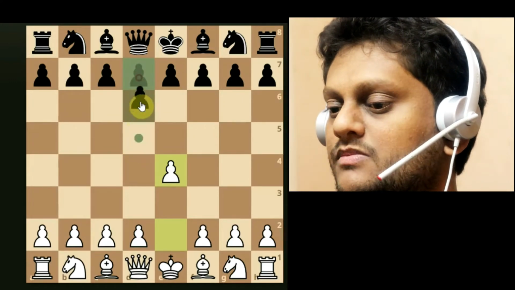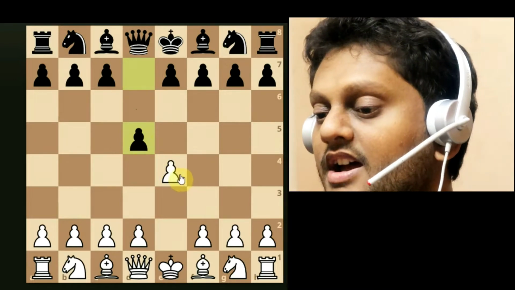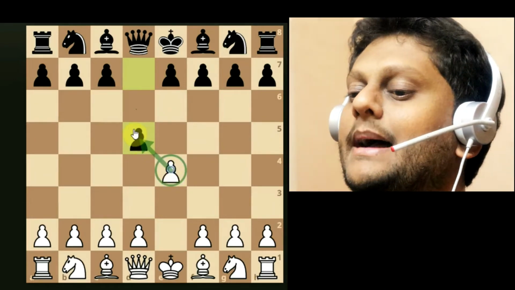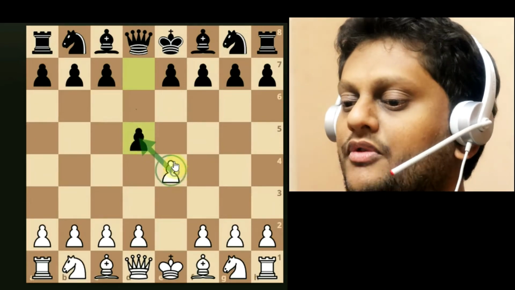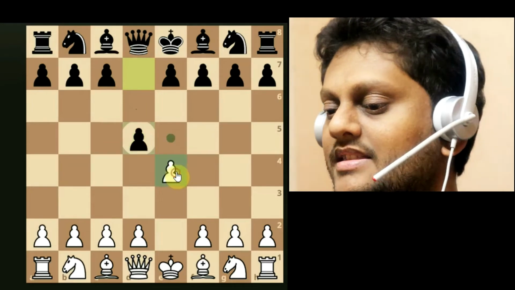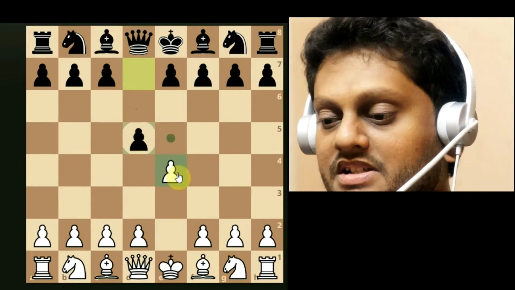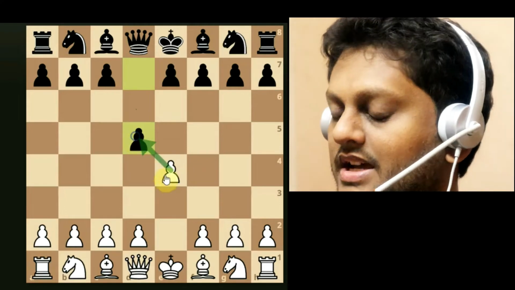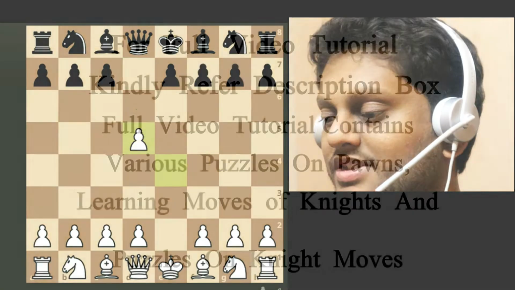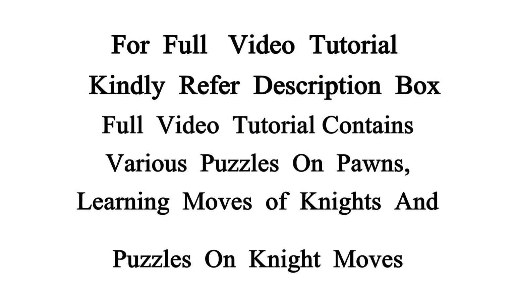So if he has moved D7 to D5, then you can either capture this pawn, or if you wish to go ahead, you can also move to the next square. In this case, it usually tempts us to capture the piece. Yes, at that time you can capture it. So this is how the very basic movement of these pawns happens.